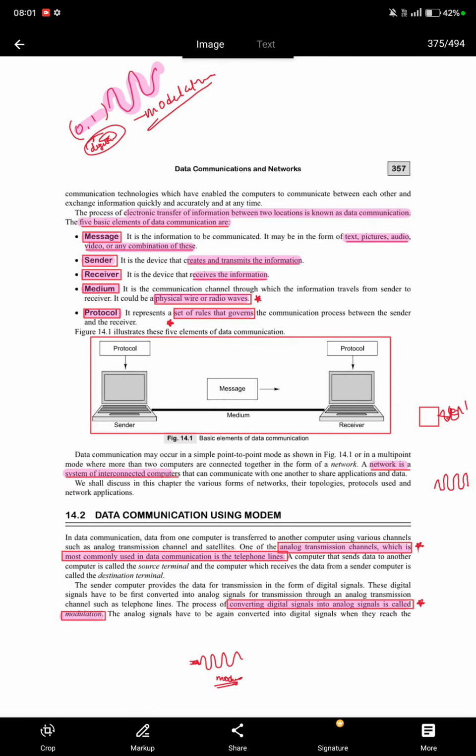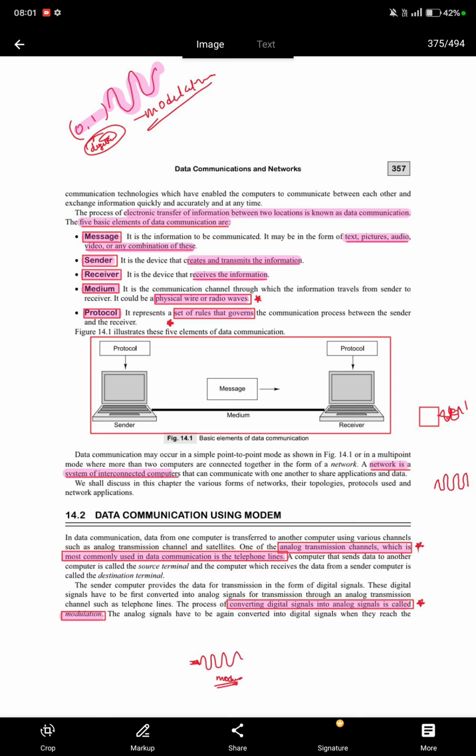The process of electronic transfer of information between two locations is known as data communication. The five basic elements of data communications are: Message, which means text, pictures, audio, video, or any combination of these. Sender, the device that creates and transmits the information. Receiver, the device that receives the information.